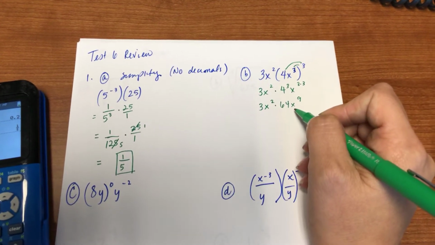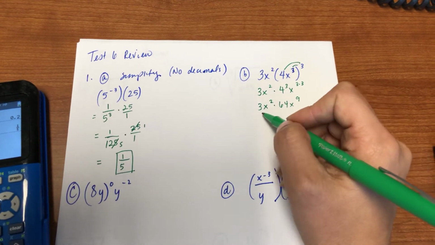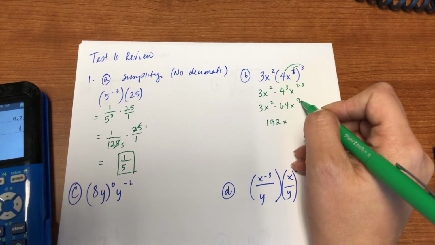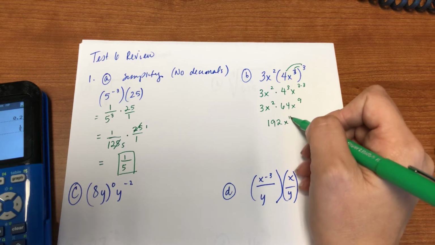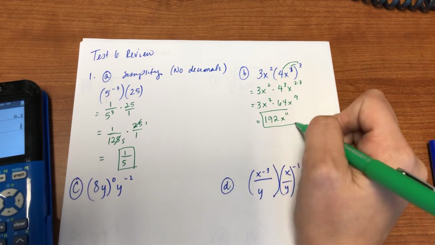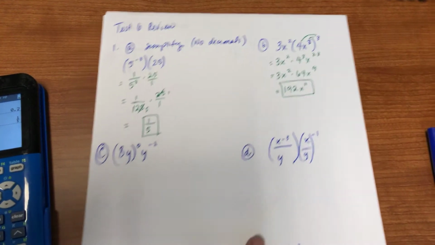Now it's just a bunch of multiplication, so we have 3 times 64, which would give me 192x. Add our exponents. 9 plus 2 would give me 11. That's called the product rule. And so we get 192x to the 11th. Let's go on to C.